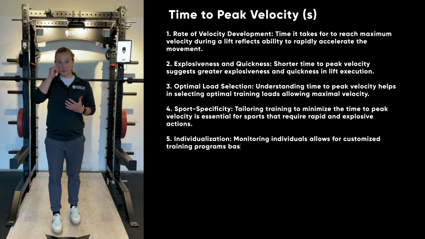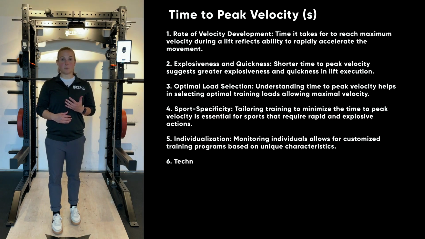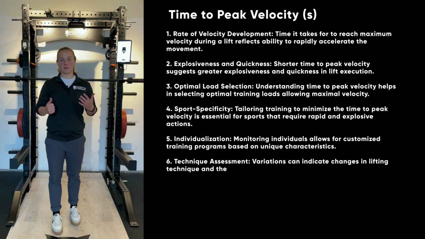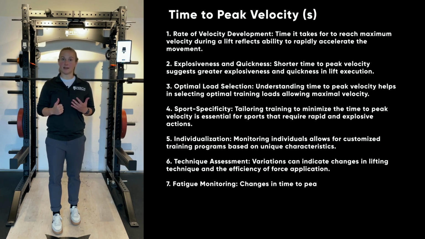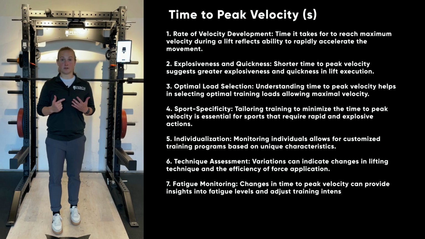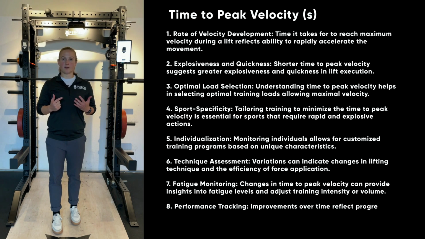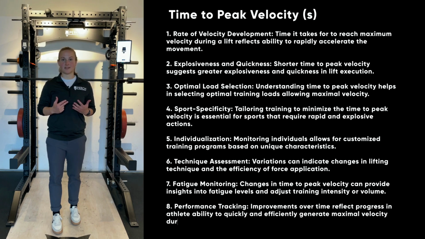Number 5, individualization. Monitoring individual time to peak velocity profiles allows for customized training programs based on unique performance characteristics. Number 6, technique assessment. Variations in time to peak velocity can indicate changes in lifting technique and efficiency of force application. Number 7, fatigue monitoring. So changes in time to peak velocity can provide insights into athlete fatigue levels and help adjust training intensity or volume. Number 8, performance tracking. Improvements in time to peak velocity over time reflect progress in an athlete's ability to quickly and efficiently generate maximal velocity during resistance training exercises. Again, similar metrics and a lot of overlap there.